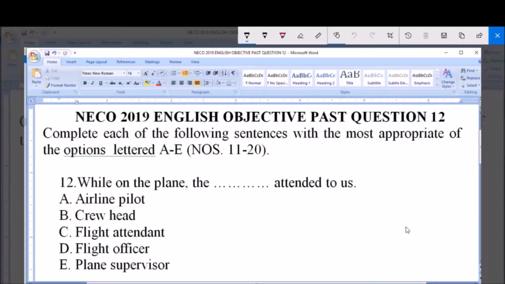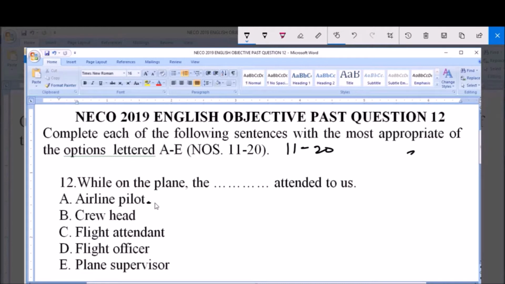Morning, welcome. This is NECO year 2019 English Objective Past Question, question number 12. The instruction here says complete each of the following sentences with the most appropriate of the options lettered A to E, and we are using this instruction to answer questions 11 to 20. Question number 12, the sentence says, "While on the plane the dash attended to us."